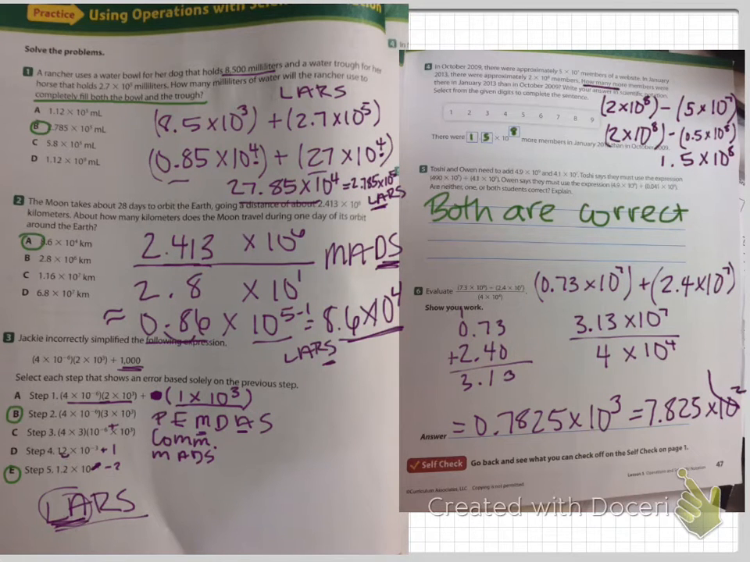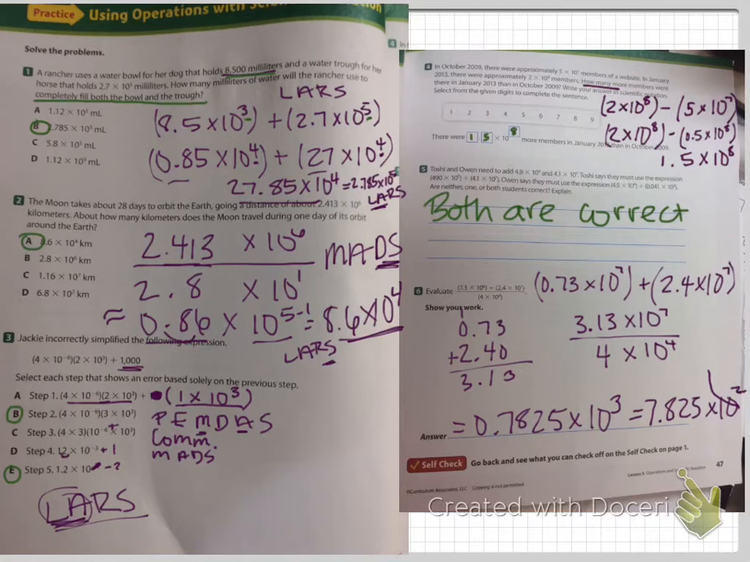Okay, so look at number 1. I'm just going to talk about, so you should underline all your numbers and keywords. The keyword I underlined was completely fill both. And that told me I was adding. So again, when I add, of course I had to change this to scientific notation. When I add, I use LARS because my exponents are not the same.